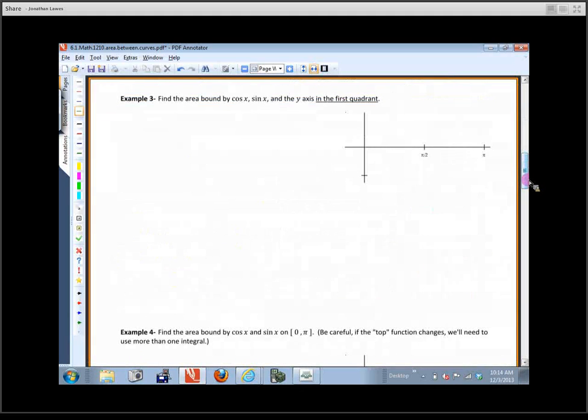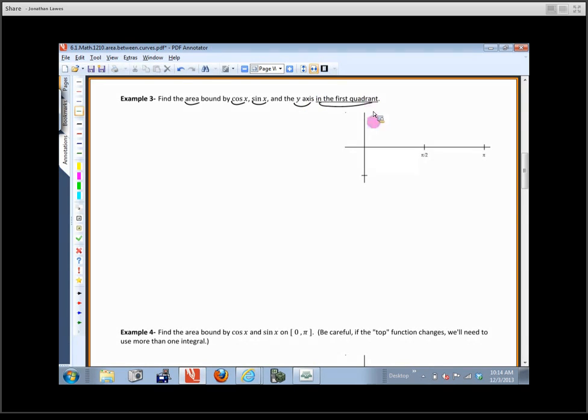Okay, on this next one, we're going to use the same couple of functions, but we're going to look at this in several different ways. So this is just kind of a classic problem. I would definitely know how to do something like this. It says, find the area bound by cosine of x, sine of x, and the y-axis in the first quadrant.